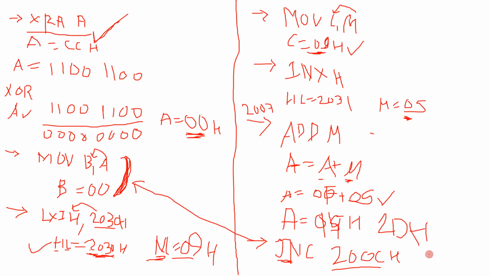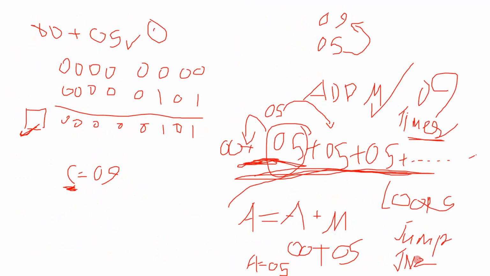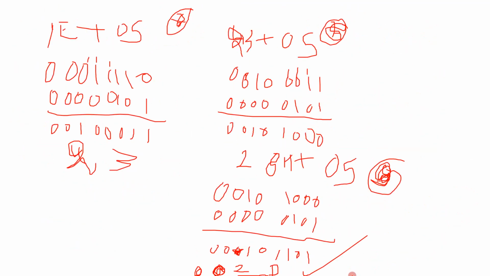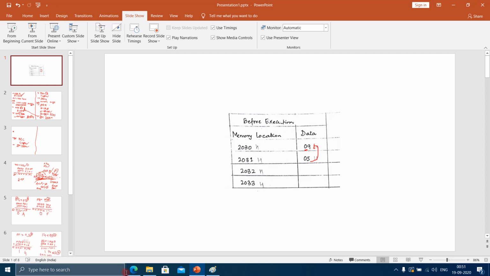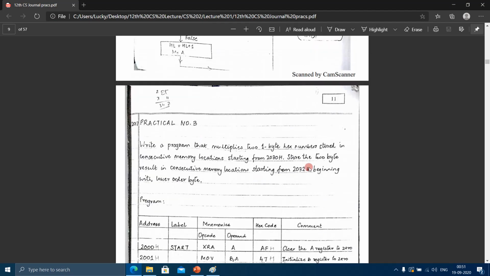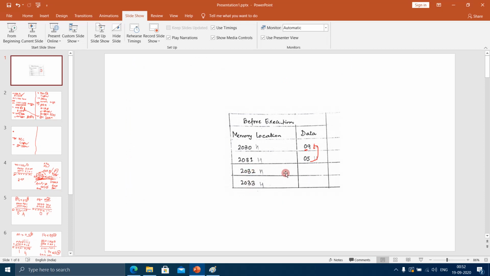What about the 00? What about the higher order byte? Here, this is lower order byte. What about higher order byte? Higher order byte should be stored at location 2033, because in the question it is mentioned to store the 2-byte result in consecutive memory locations starting from location 2032. So 2D will be stored here. The higher order byte should be stored here as 00 because the result should be in 2 bytes.